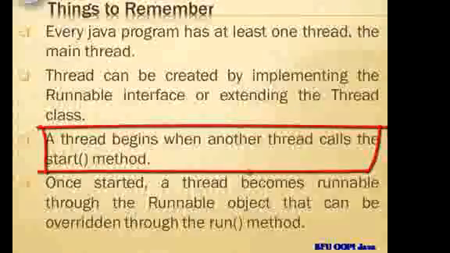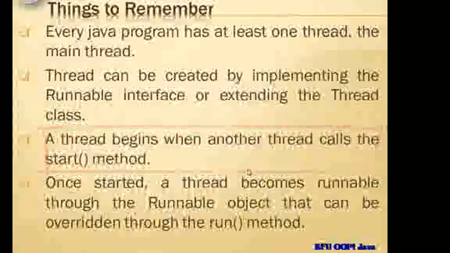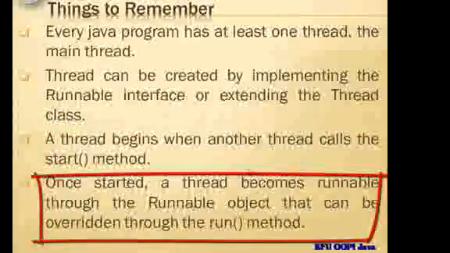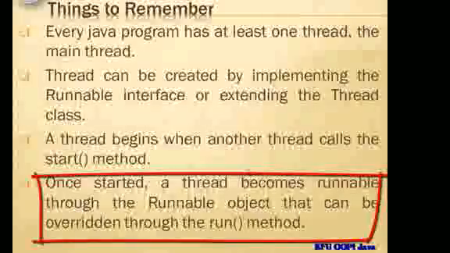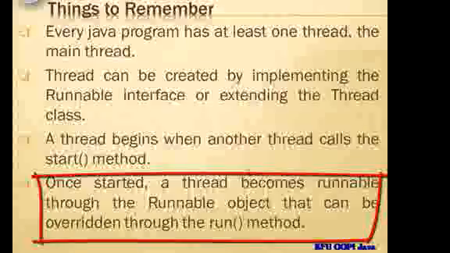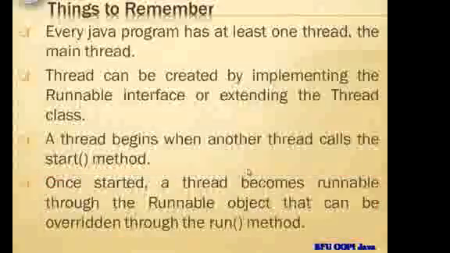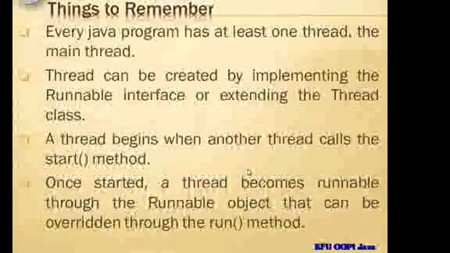3. A thread begins when another thread calls the start method. And 4. Once started, a thread becomes runnable through the Runnable object that can be overridden through the run method. This means that we have to change the definition of the run method that we inherited from the superclass Thread. Threads can be simple and risky at some points. That's why programmers should be careful in assuring that threads don't interfere with each other.